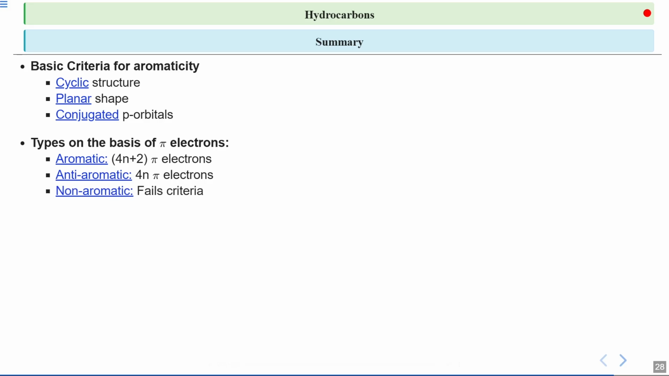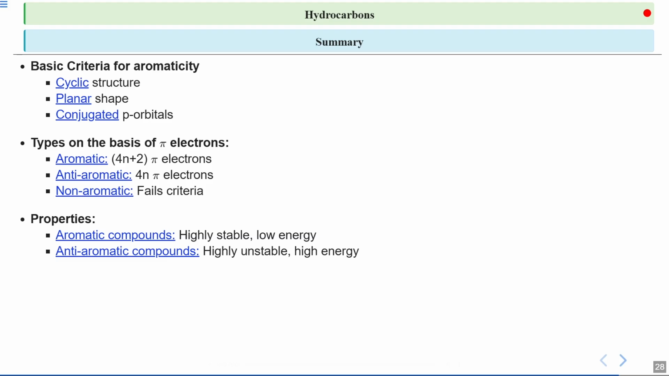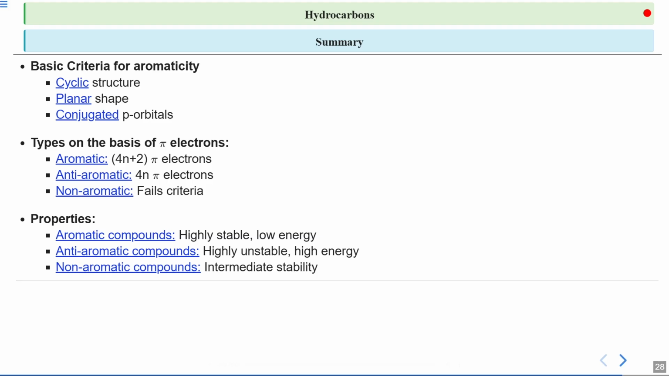Now, if the compound is not following the first 3 criteria, then it is non-aromatic. To summarize again, if your compound is following the first 3 rules and not the 4th rule, then it is anti-aromatic. If it is following all 4 rules, then it is aromatic. And if it is not following the first 3 rules itself, then it is non-aromatic. Moving on, we talked about the properties. Aromatic compounds are highly stable and have low energy, whereas anti-aromatic compounds are highly unstable and have high energy. Non-aromatic compounds have an intermediate stability between aromatic and anti-aromatic compounds.